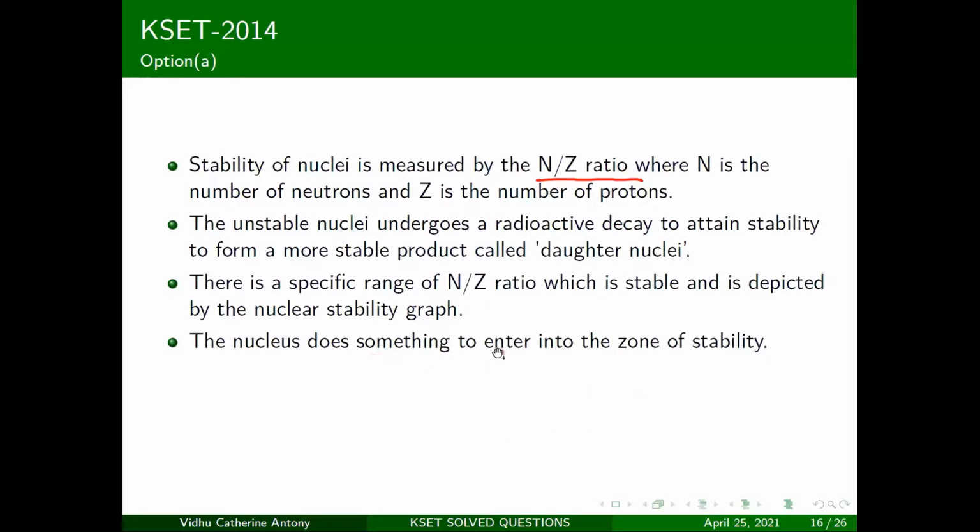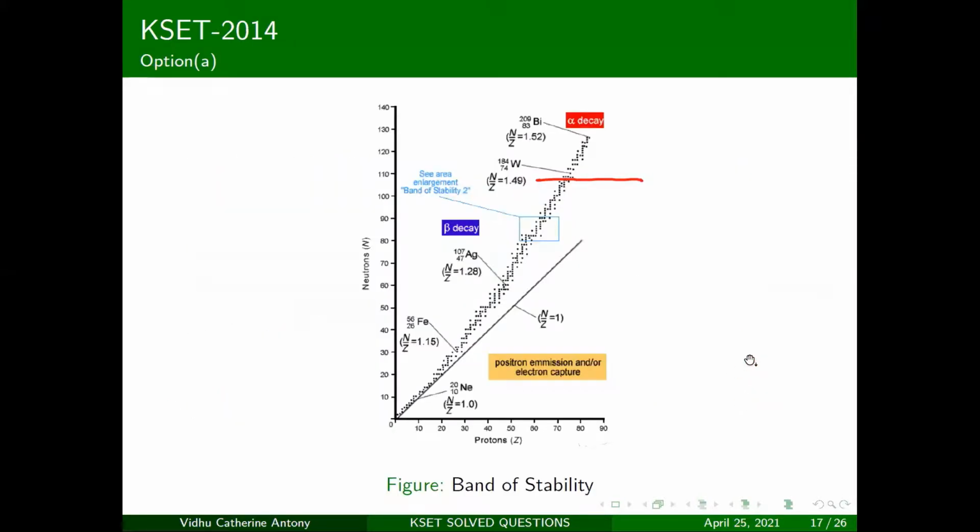The nucleus does something to basically enter a zone of stability. And what is that something that it does? It's radioactive decay. Different types of radioactive decay lead to the nucleus being inside this region of stability. Now let's look at this band of stability. This particular thing that you see is called the band of stability. This is the number of neutrons, this is the number of protons. The N by Z ratio is what you're looking at.